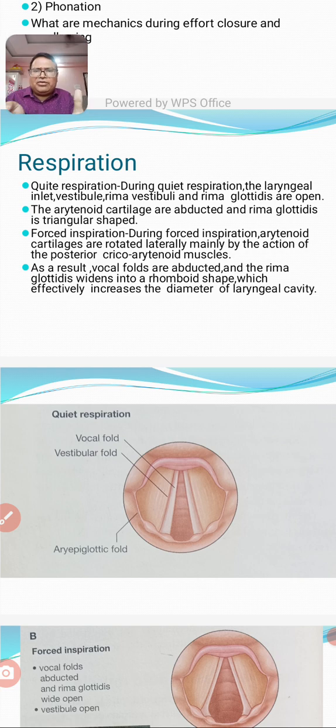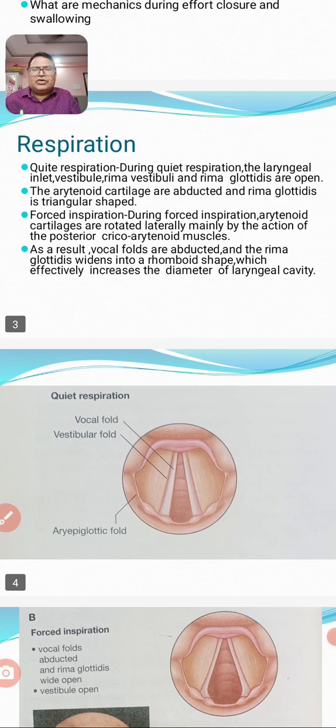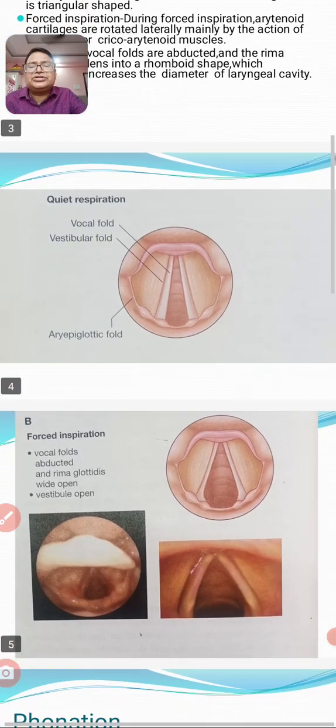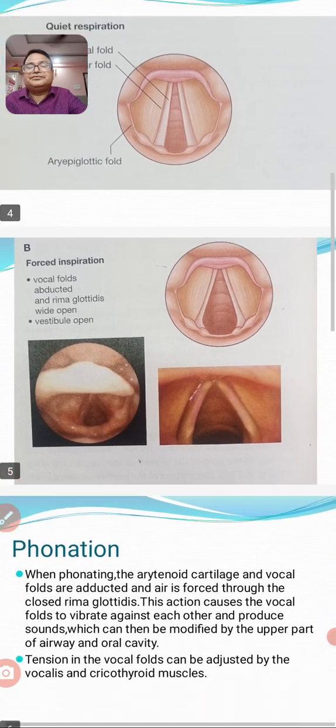the diameter of the laryngeal cavity. Vocal folds abducted, rima glottis widely open, and the diameter of the laryngeal cavity increases. This is the mechanism during quiet respiration and forced inspiration, as shown in the figure.